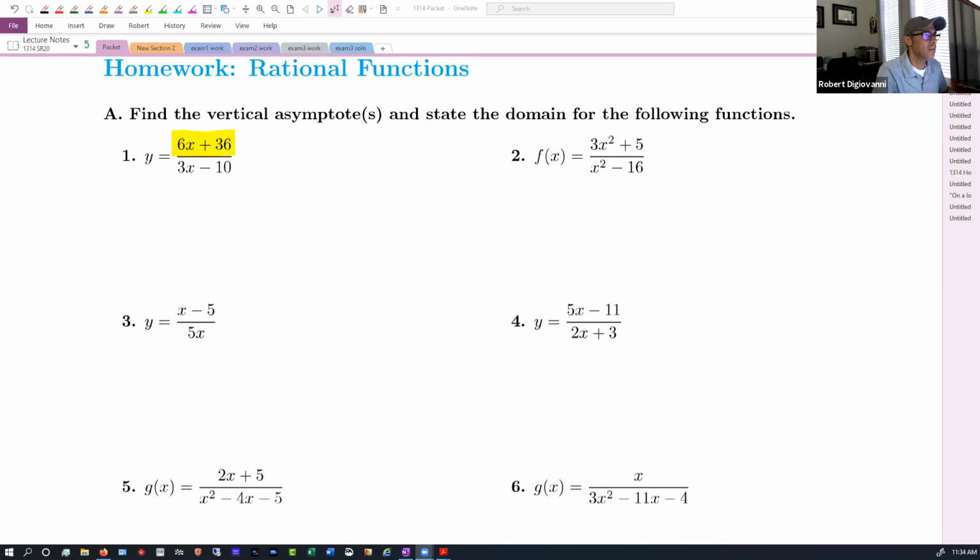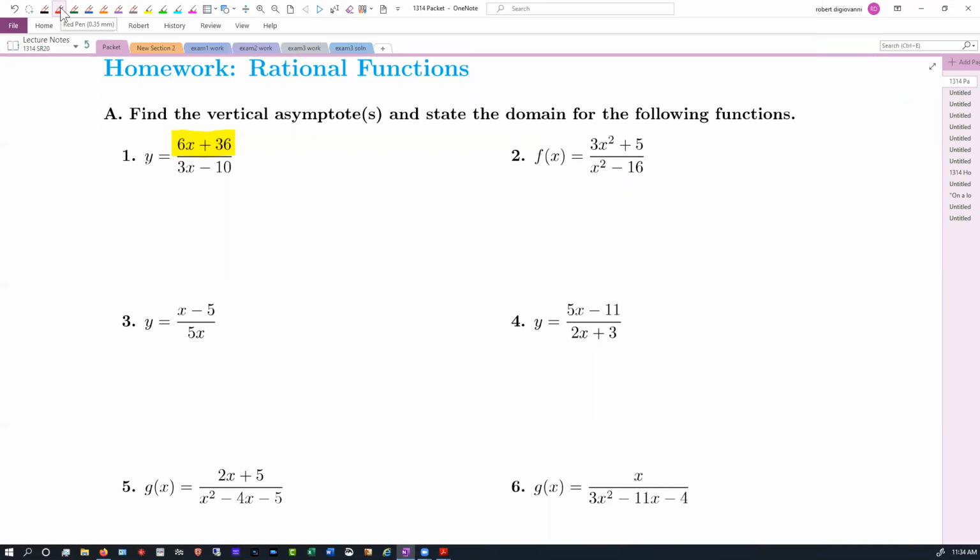So look at these functions here. We have a polynomial divided by a polynomial. Now, I highlighted 6x plus 36. Can somebody tell me the degree of that polynomial on top? What's the degree of the polynomial on top right now? It's the highest power of x. 1. Okay, so we have a degree 1 polynomial on top.